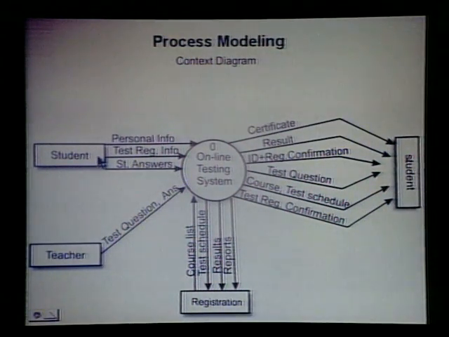Here we have entities student, teacher and registration office, and the system is marked with 0. These entities provide some information to the system, and this system provides information to different entities. Dear students, at this level the whole system is shown as a single process. The entities and the information they provide and receive from the system are also shown here.